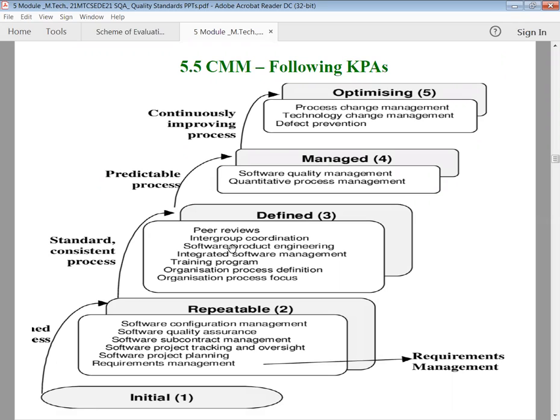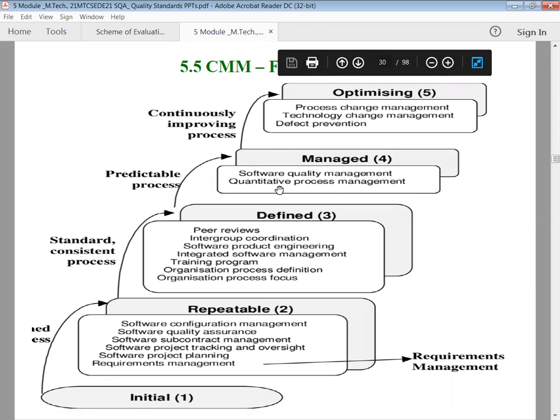In the level 3 defined, here we give importance to the standards through peer reviews, coordination, product engineering, software management, training programs, training process definitions, organization process focus. In the level 4, software quality management, quantitative process management was given importance. The level 5, we give importance to the change management and technology change management and defect prevention techniques.